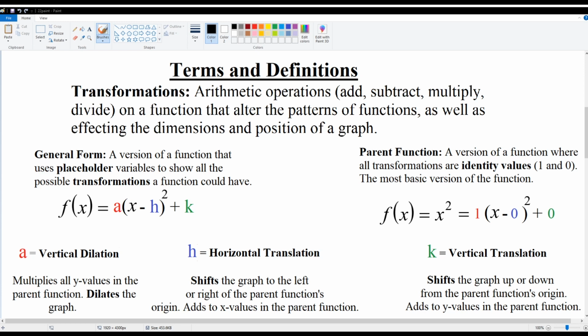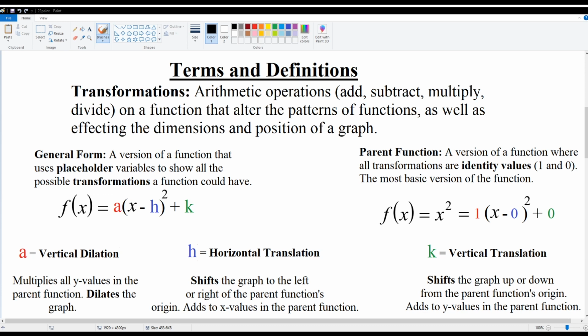The algebraic operators of these functions determine the shape of the function when we reproduce the pattern on a graph. And each of these algebraic functions can have different arithmetic transformations put on them that will affect the size and the position of the graph, but not fundamentally change its shape. Functions are generally shown in the following two ways. On the left, we have the general form, a version of a function that uses placeholder variables to show all the possible transformations a function could have.